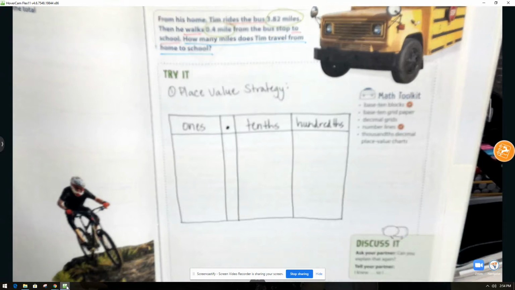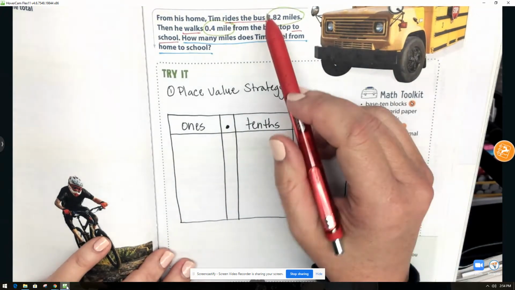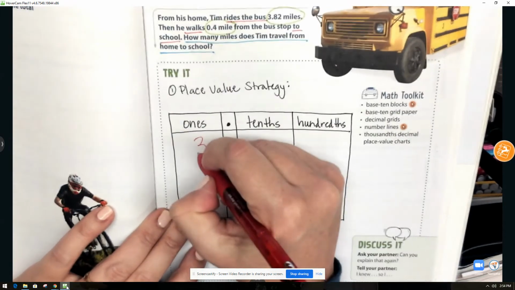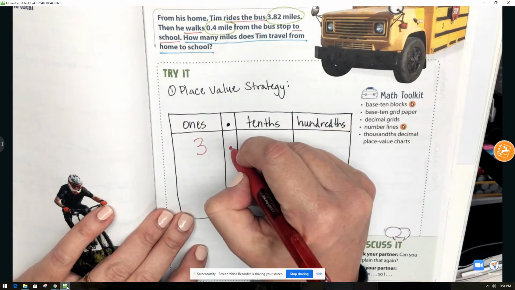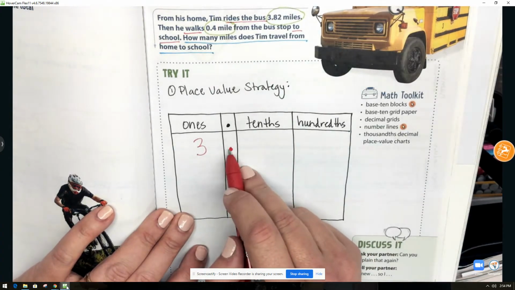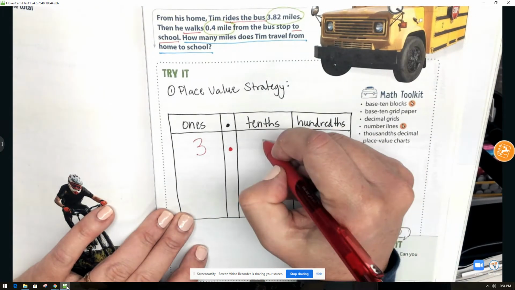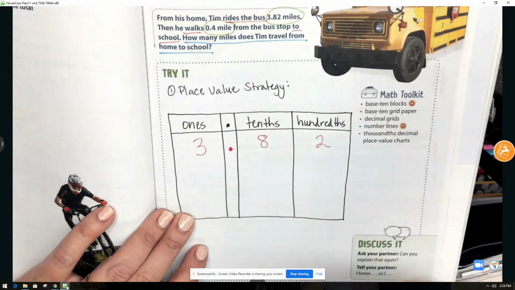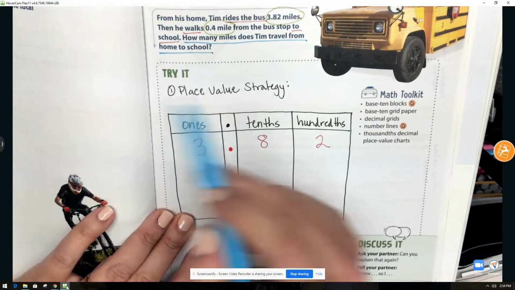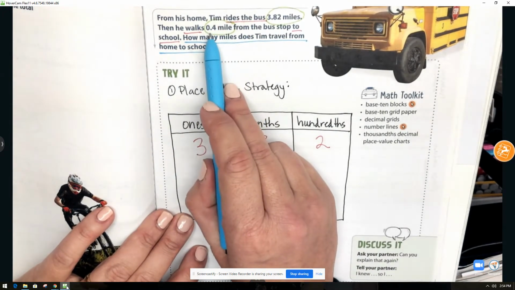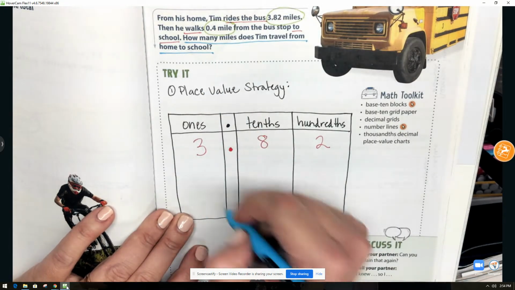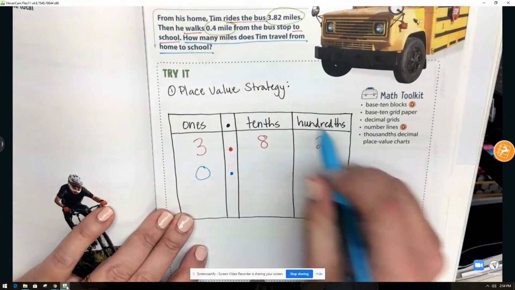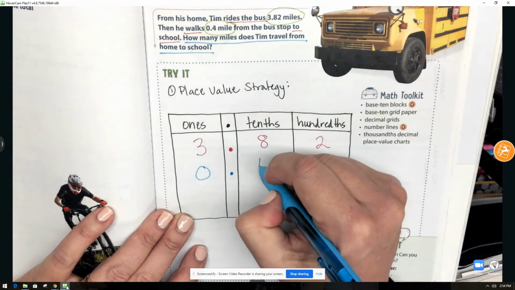Okay, so now we're going to look at that first decimal, and we've got 3 82/100 miles. So we're going to write our 3, our decimal point. Do not put a number in there. That is where your decimal point goes. And then we have 8/10 and 2/100. Then we're going to look at our 4/10 of a mile. We have 0 ones, so we're going to put a 0 in the ones place. We're going to put our decimal, and then we have a 4 in the tenths place.